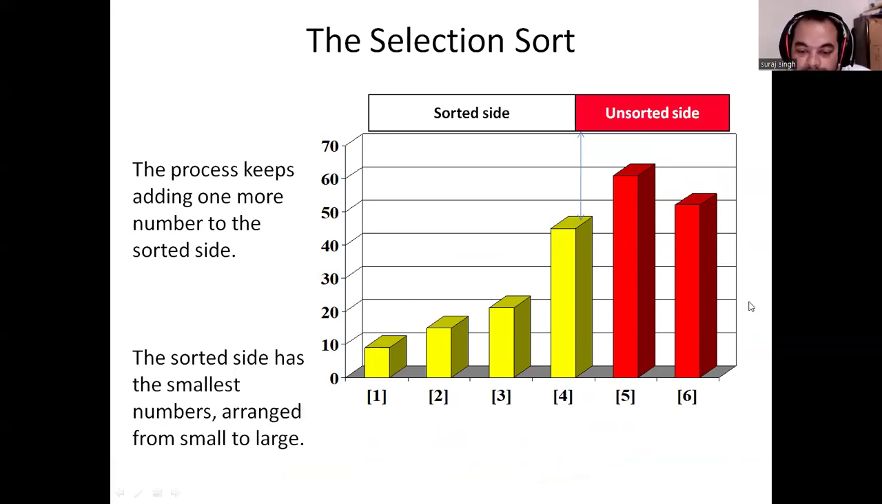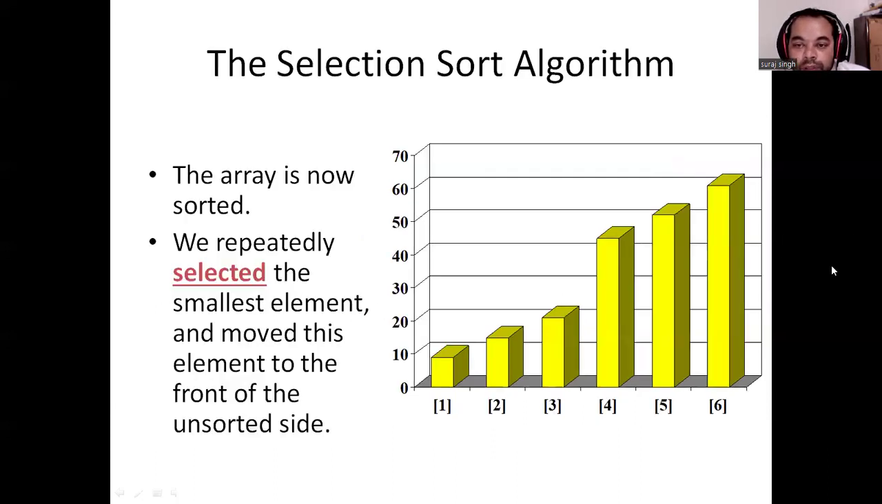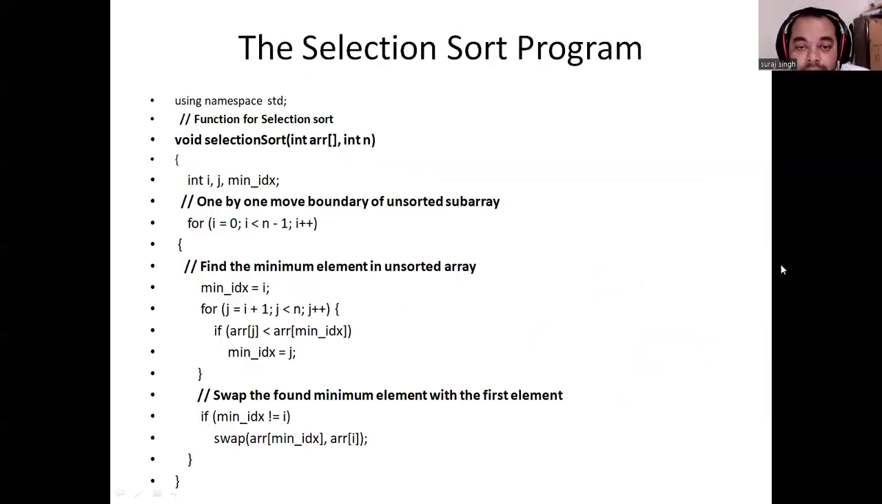Now we compare the sorted and unsorted sides to find the smallest one, and the process goes on. We can stop when the unsorted side has just one number, since that number must be the largest number. Now in selection sort the array is sorted, shown in the yellow part. We repeatedly select the smallest element and move it to the front of the unsorted side.